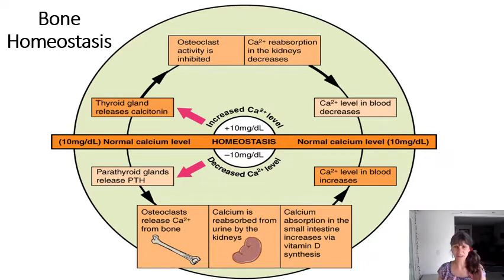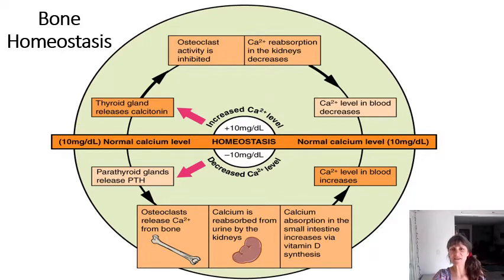Now, the values that they're giving here, 10 milligrams per deciliter, remember, I'm not worried that you're going to memorize numerical values for calcium levels or phosphorus levels. It's just a good illustration of how when we have increased calcium levels, you see the red arrow pointing to the thyroid gland releasing calcitonin, osteoclast activity being inhibited, and calcium resorption in the kidneys decreasing so that the kidneys get rid of calcium and calcium levels in the blood decreasing.